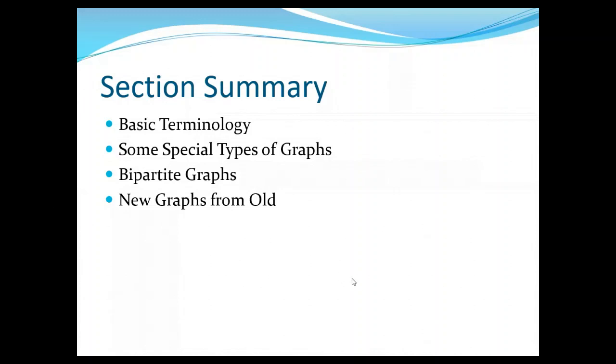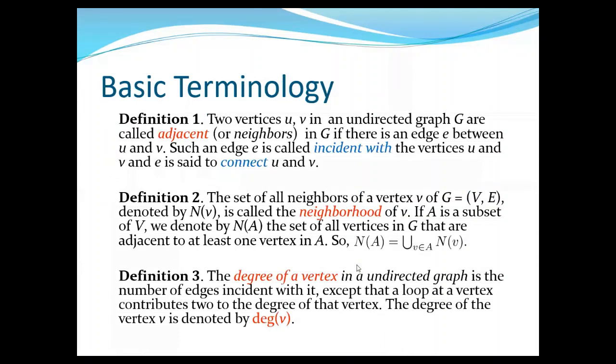So now let's continue. Let's first define what is adjacent, what is neighborhood, and what is degree of a vertex. Adjacent vertices are the vertices connected to a certain vertex. The collection of these adjacent or neighbor vertices is called the neighborhood. And the number of edges that connect to a vertex is called the degree of the vertex.